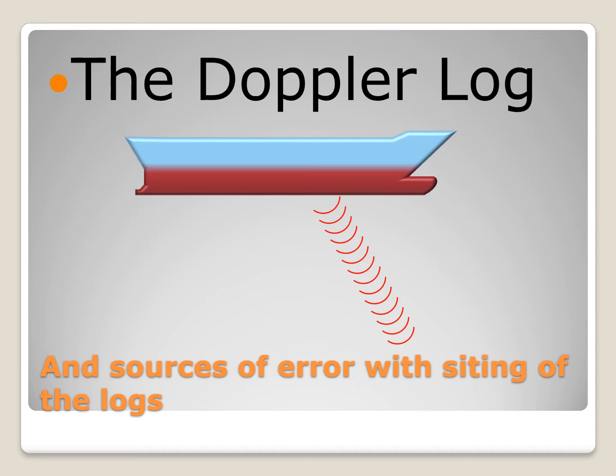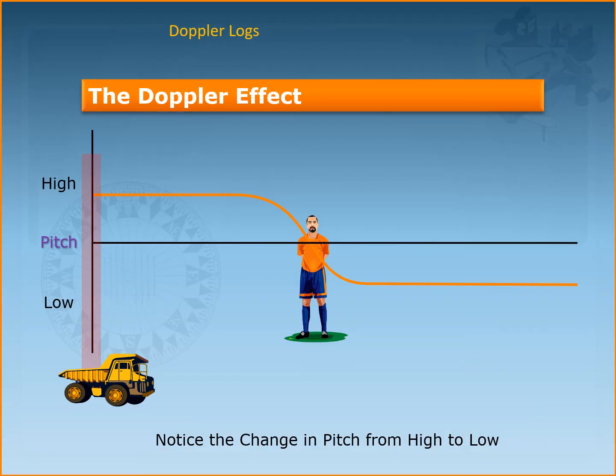EM logs, or electromagnetic logs, can only measure speed through water, whereas Doppler logs can measure speed through water as well as over ground. Alright, so before we start studying the principle of Doppler log, let me just explain the concept of the Doppler effect.